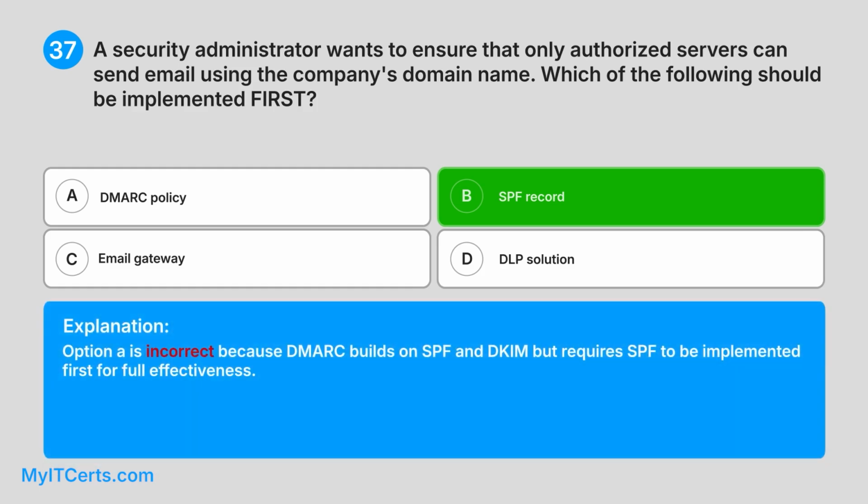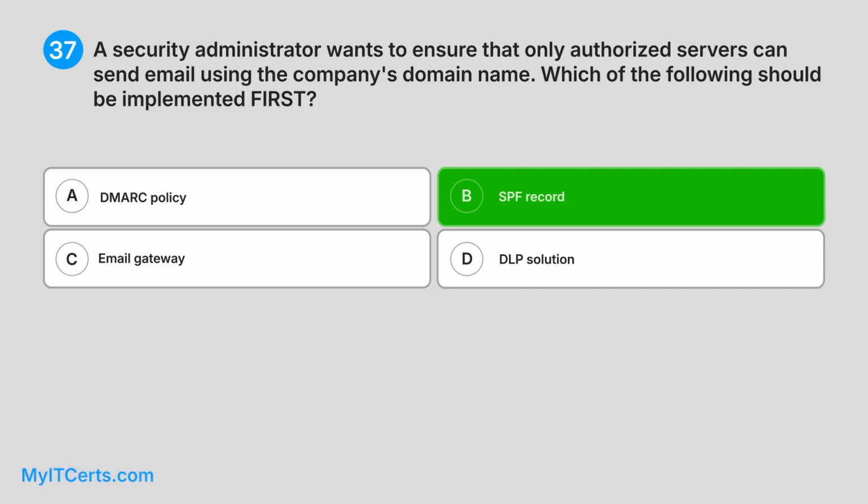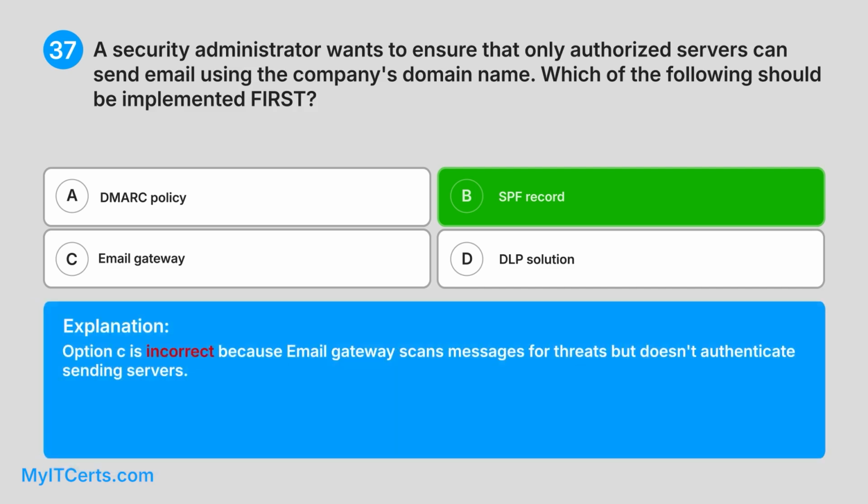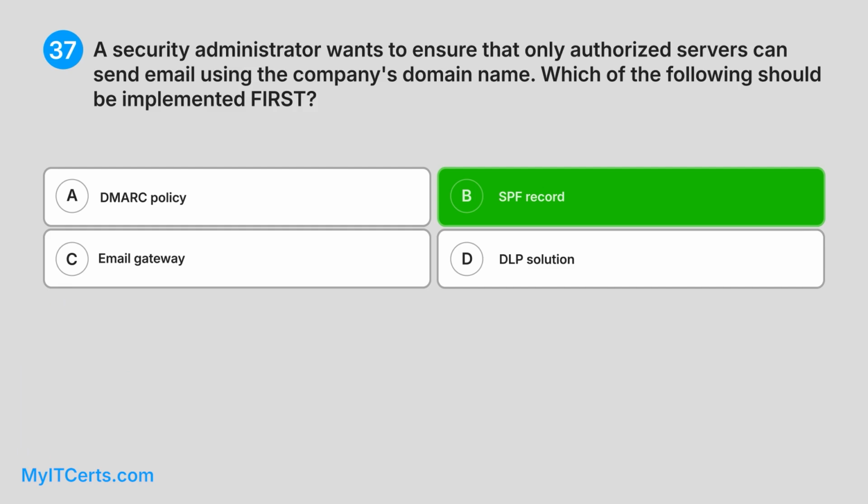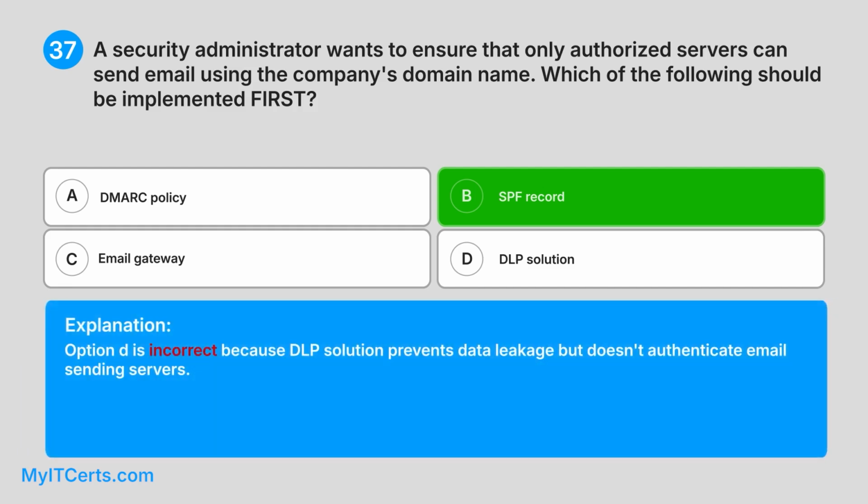Option A is incorrect because DMARC builds on SPF and DKIM, but requires SPF to be implemented first for full effectiveness. Option C is incorrect because an email gateway scans messages for threats, but doesn't authenticate sending servers. Option D is incorrect because a DLP solution prevents data leakage, but doesn't authenticate email sending servers.